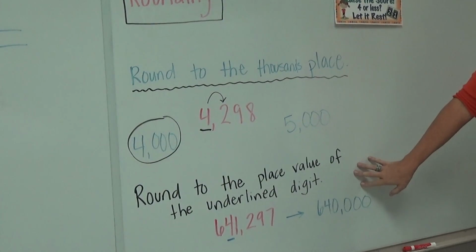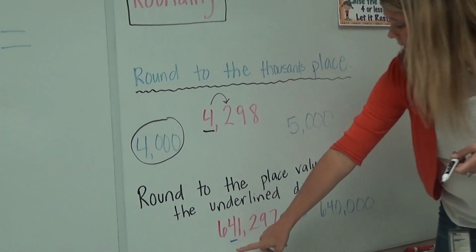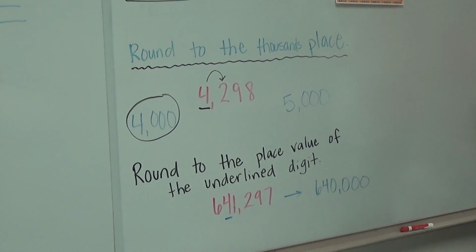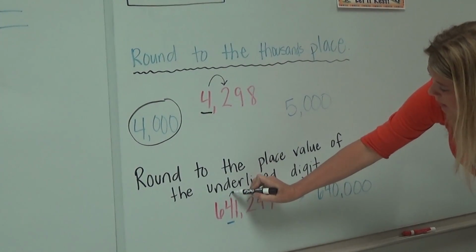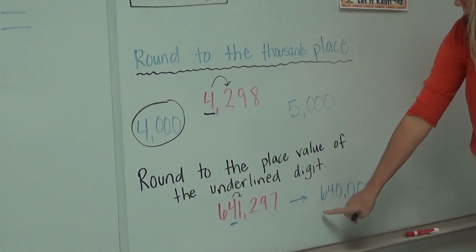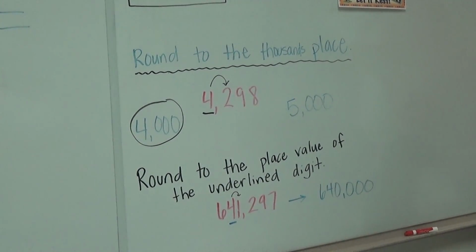Another way the students might be asked to round is to the place value of the underlined digit. You can see I underlined the 4 in our 10,000s place. We look at the number next door, and we see that's a 1, so we're going to let it rest. So we're going to round our number to 640,000.